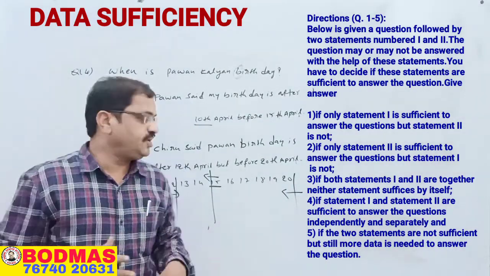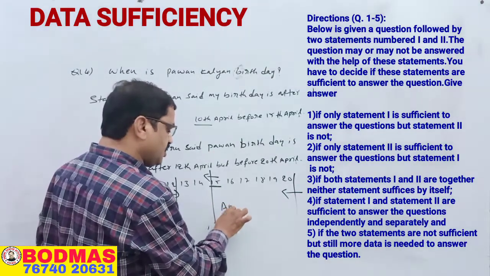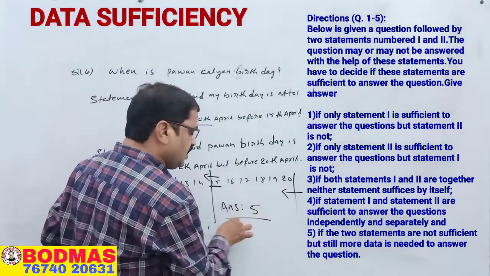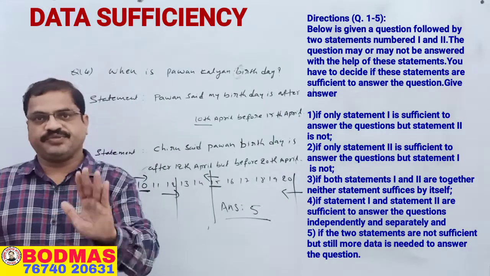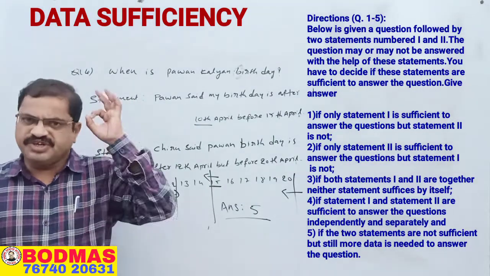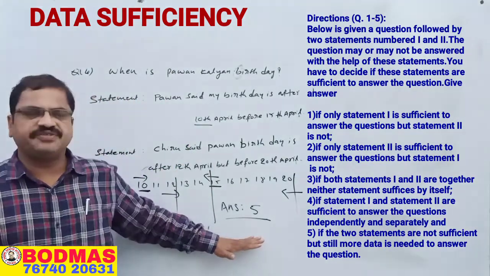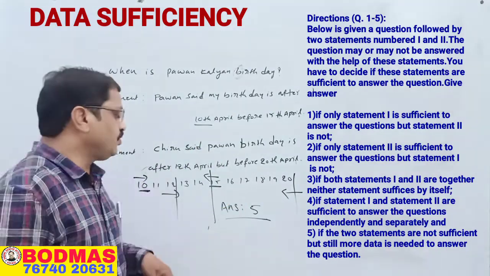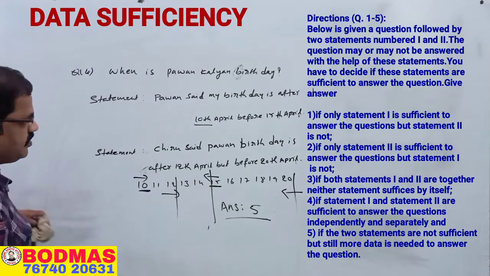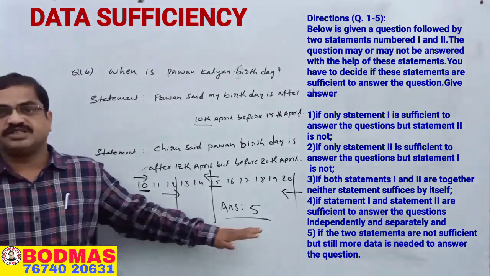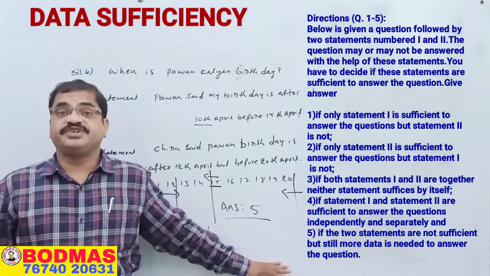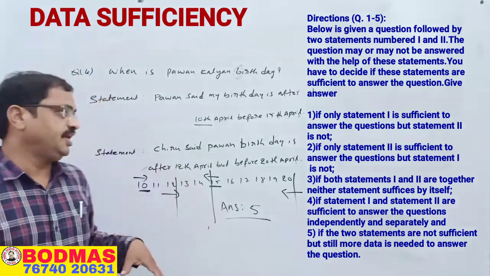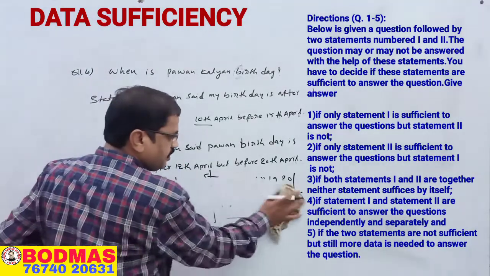So our answer here is 5, or E: still more data is needed. Okay? Are you clear? I think you definitely can clear it, because I am telling you very simple, regular examples. The answer is 5. First statement, second statement, together not sufficient. Still more data is needed. Now come to example number 5.